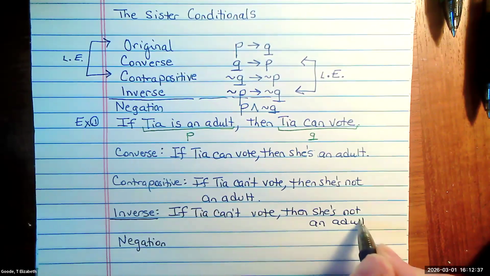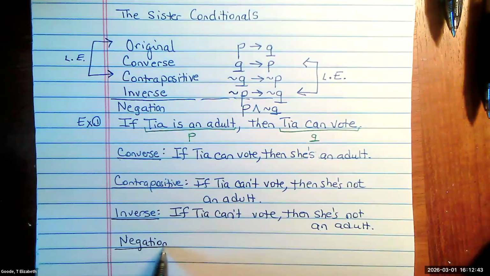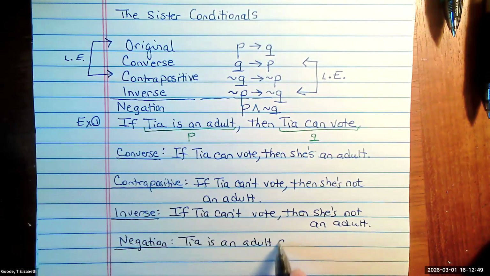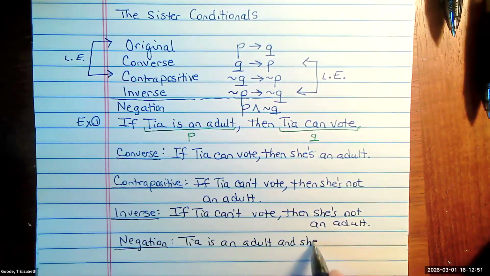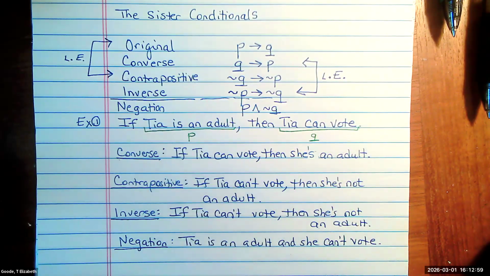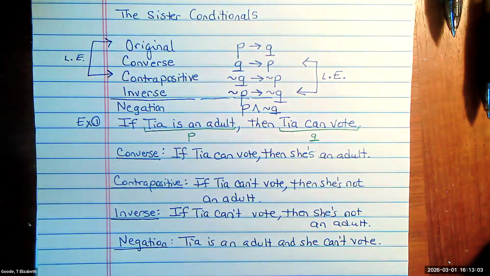And then finally, the negation. Tia is an adult and she can't vote. Exactly. Nicely done. So this one was fairly straightforward because P and Q were simple statements. They were not compound statements. Do you agree? I agree.